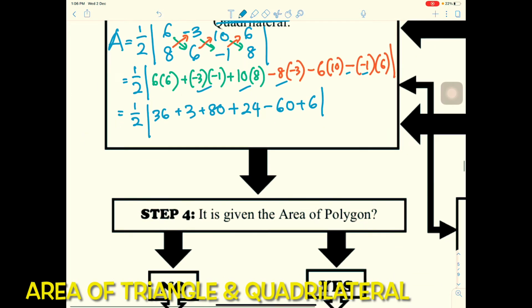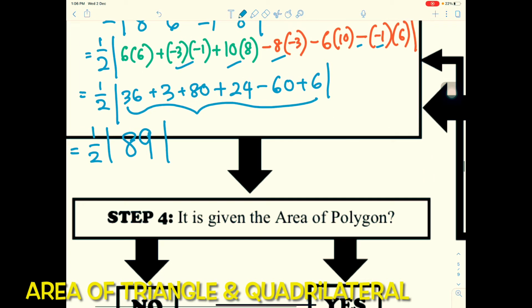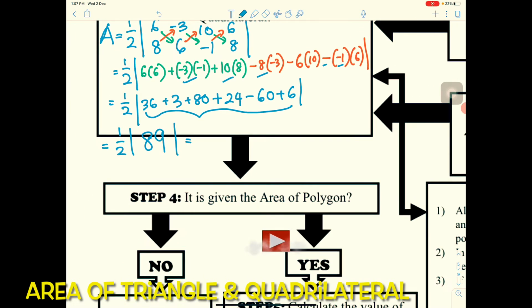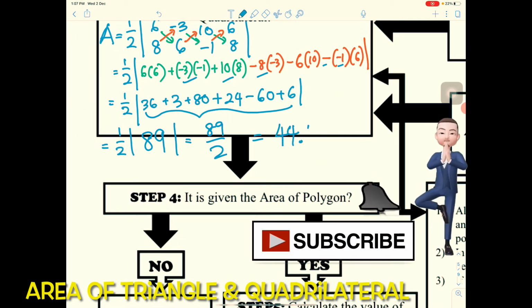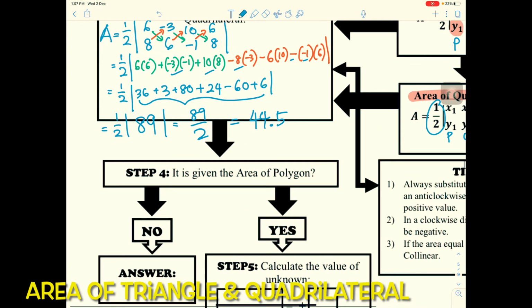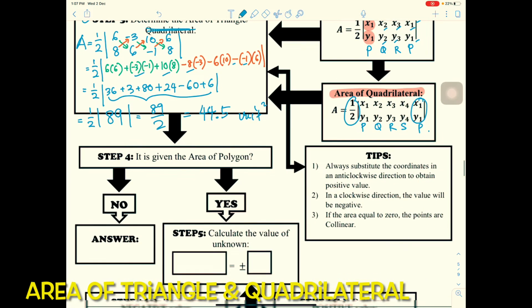Then continue with 1/2. Simplify the value in the modulus by using the calculator, and you get positive 89. Therefore it equals 89/2, which equals 44.5 unit squared.